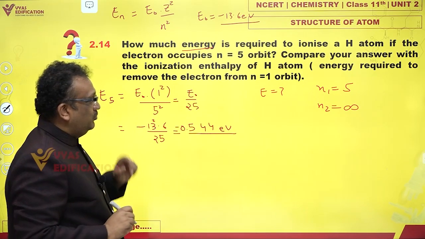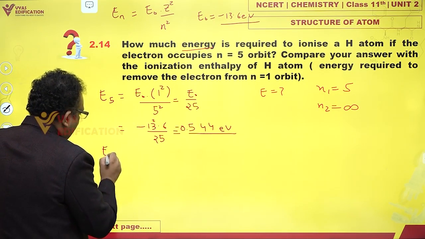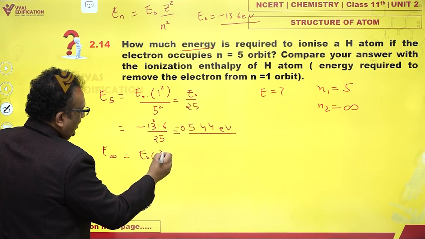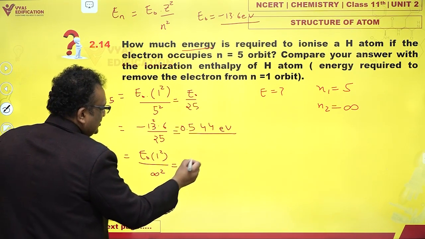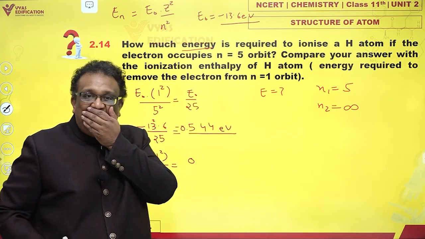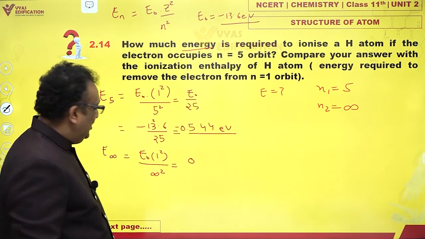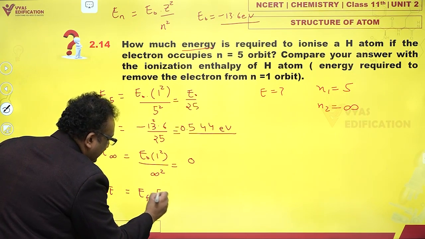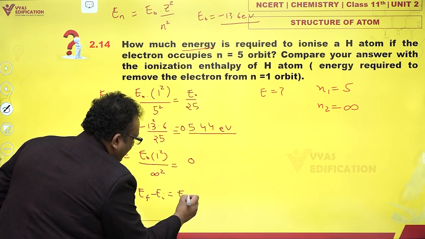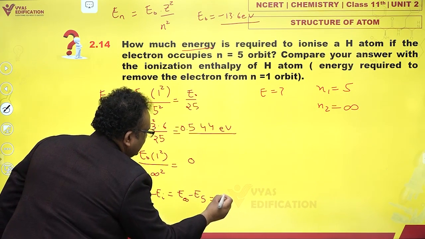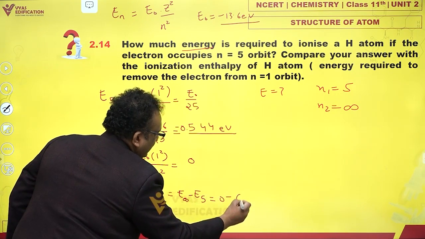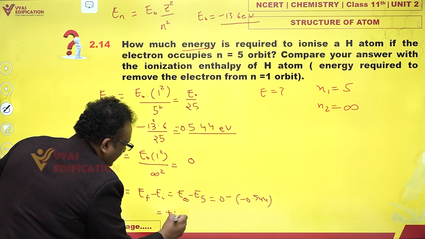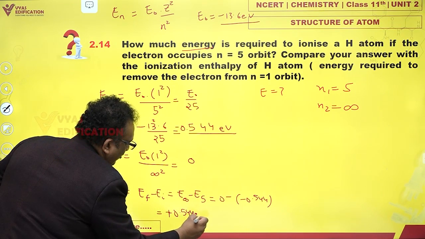So E5 is so much, and E infinity will be, well, E naught into 1 square upon infinity square, which is 0. This is good. This is easy. Yes. So delta E, change in energy, is E final minus E initial, which is E infinity minus E5, which is 0 minus minus 0.544, which is plus 0.544 electron volt.